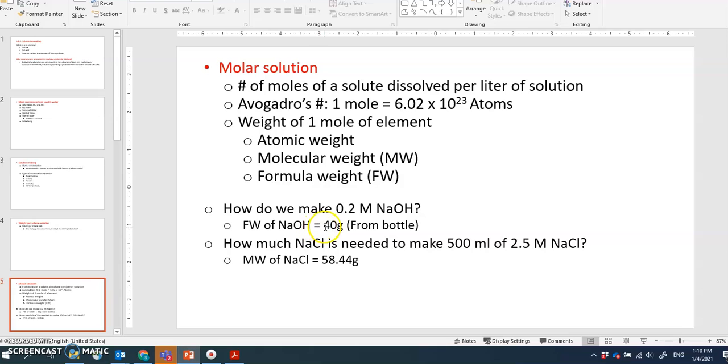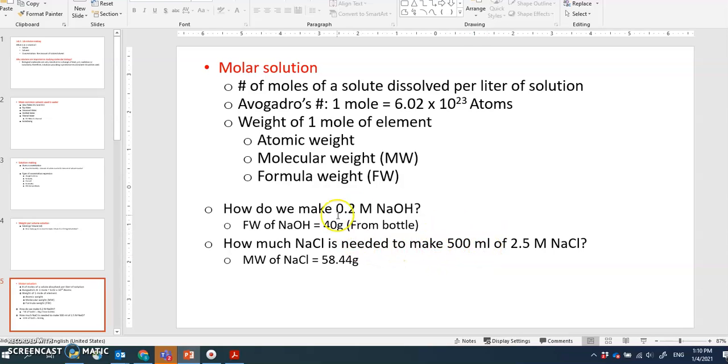Okay, so 1 mole of sodium hydroxide will be 40 grams of sodium hydroxide in 1 liter of total solution, right? That's 1 mole. But you are making only 0.2 molar. So then you have to consider it's 0.2 over 1, so 0.2 divided by 1, right? So how much is needed then? If you're making 1 liter, it's that, but now you're making only 500 milliliter.